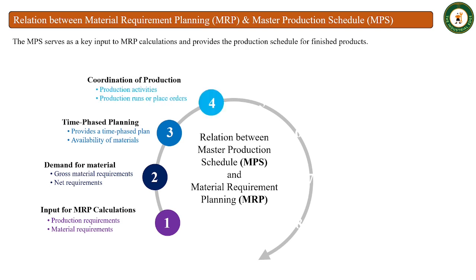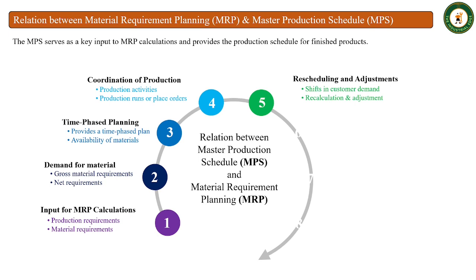Fourth, coordination of production. MRP uses the master production schedule to coordinate production activities with material availability. It generates recommendations for when to start production runs or place orders for raw material based on timing specified in the master production schedule. Fifth, rescheduling and adjustment.